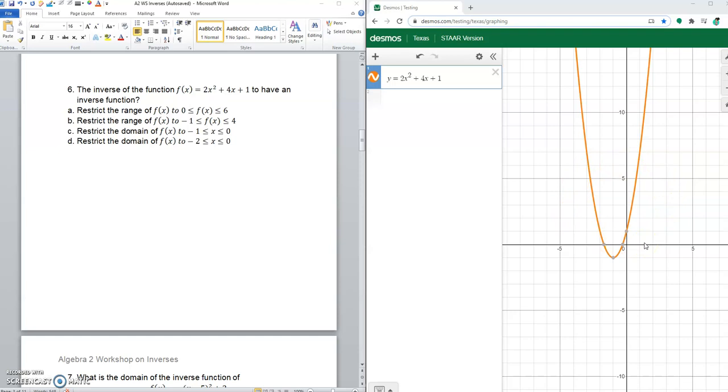Let's now look at letter B. Restrict the range to negative 1 to 4. Negative 1 is right here at the bottom, and 4 is right here. So again, this chunk of values will not allow the horizontal line test to pass its checking.